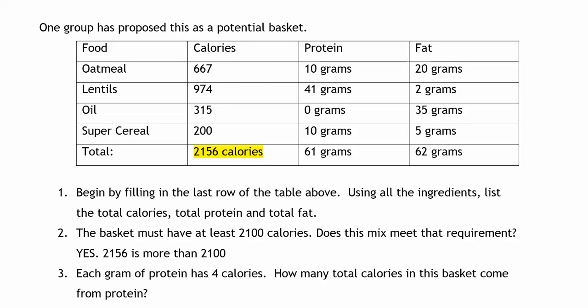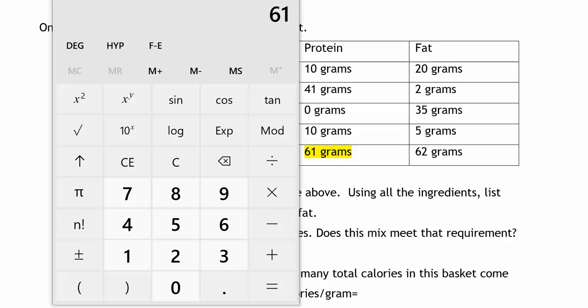Number 3, each gram of protein has 4 calories. How many total calories in this basket come from protein? In order to find this, we're going to take the number of grams of protein times 4 calories per gram. So looking up above, I see we have 61 grams of protein times 4 calories per gram. 61 times 4 equals 244 calories from protein.